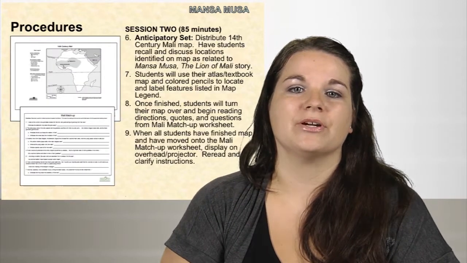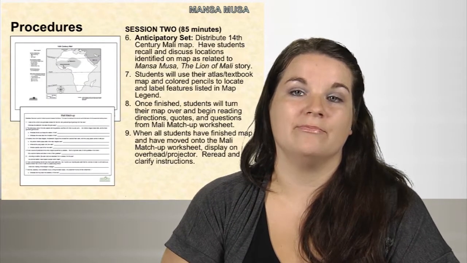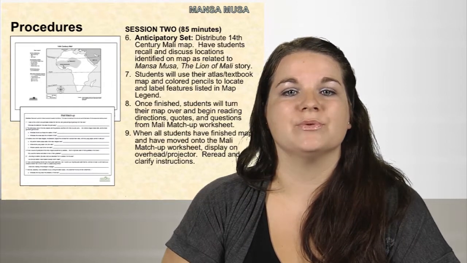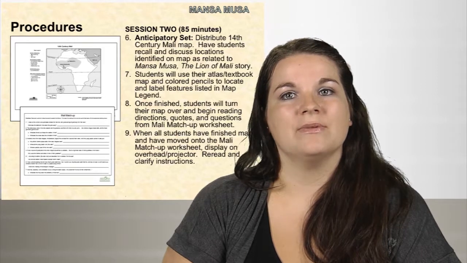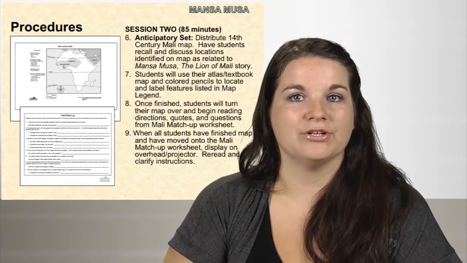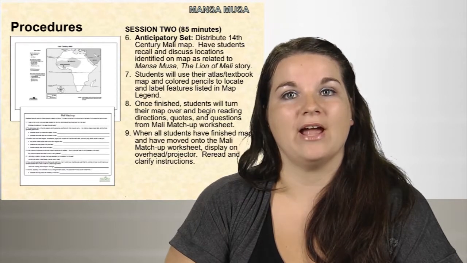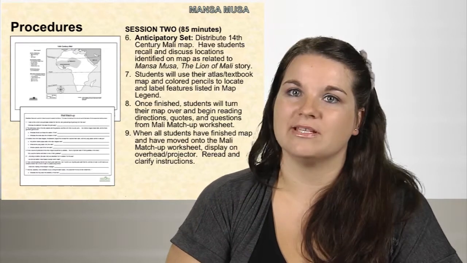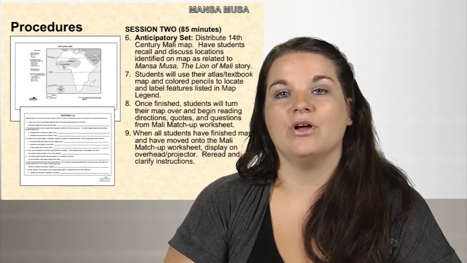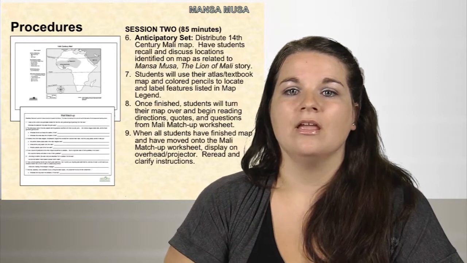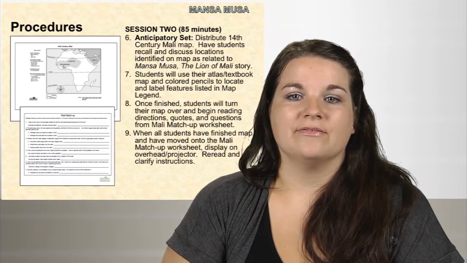For session 2, we're going to actually be looking at the physical region of Mali. So we're going to be looking at a map, and the students will list not only elements that are important to that region geographically, but also mapping the journey that actually Kan Musa traveled within the story. So you have some elements of the story along with human and physical elements being mapped. They will use their atlas to fill that in.